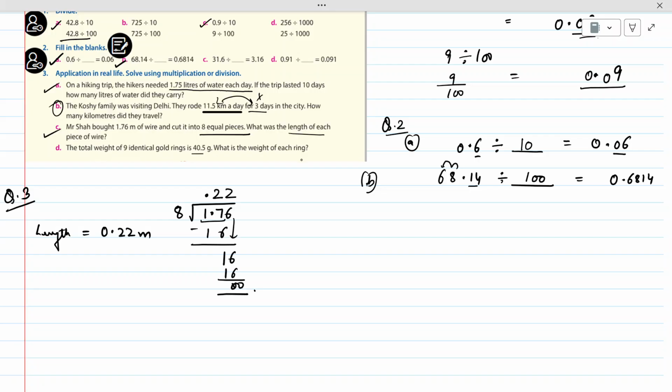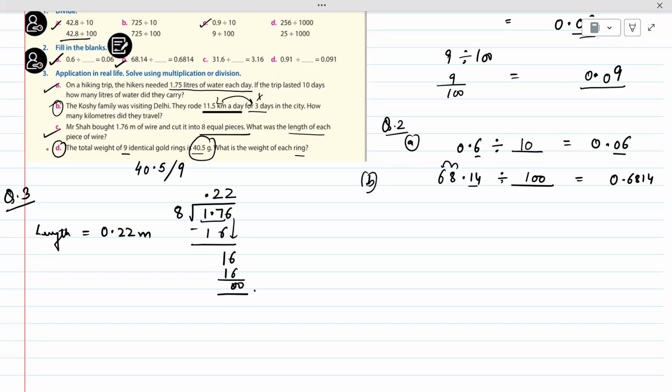Next, the total weight of 9 identical gold rings is this. What is the weight of each ring? Again, this is very easy. We are given the total weight here. We are given that the number of rings is 9. So we have to find the weight of each ring. What we'll have to do? We have to divide 40.5 grams by 9. Okay. So again, I'm just leaving this as homework for you people.